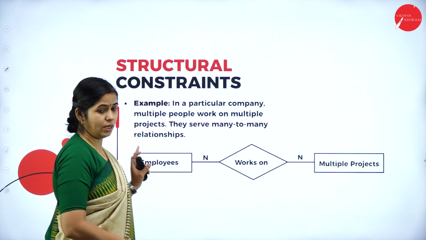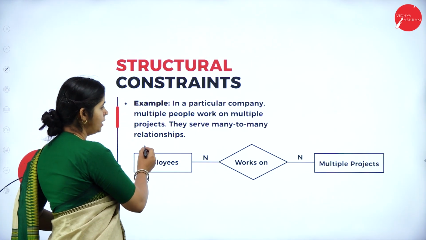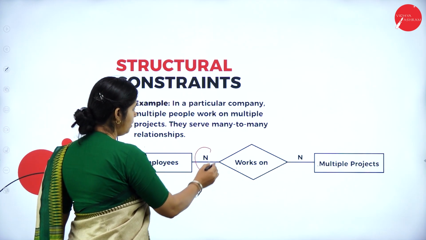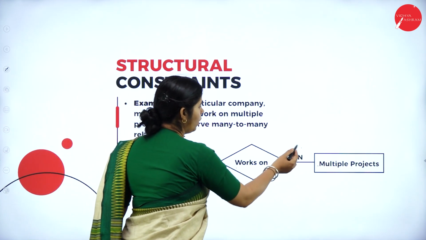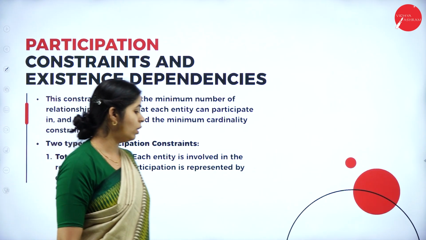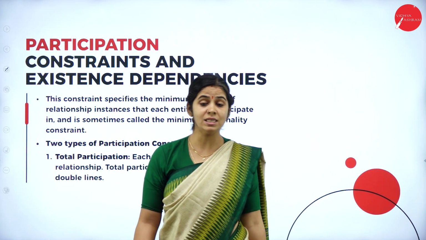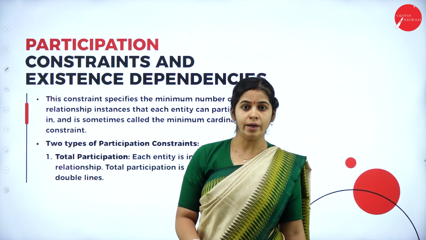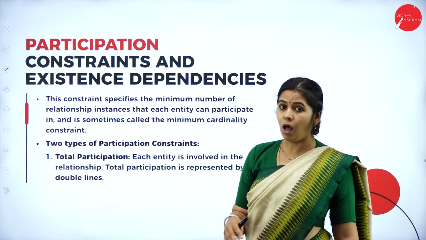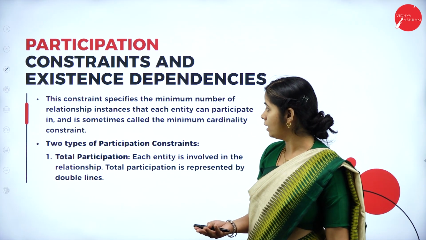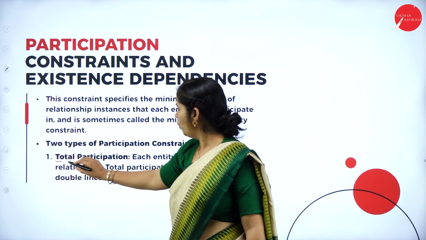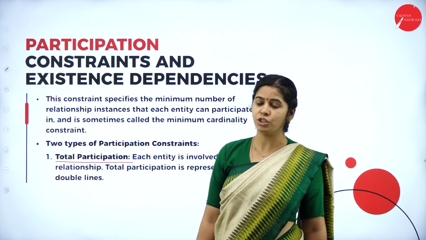The same thing, a real life example: employees work on multiple projects. We have many employees who are working on many projects. That covers the constraints based on cardinality ratio. Now, the participation constraint: how the participation can be done. There are two types of participation constraint: total participation and partial participation.